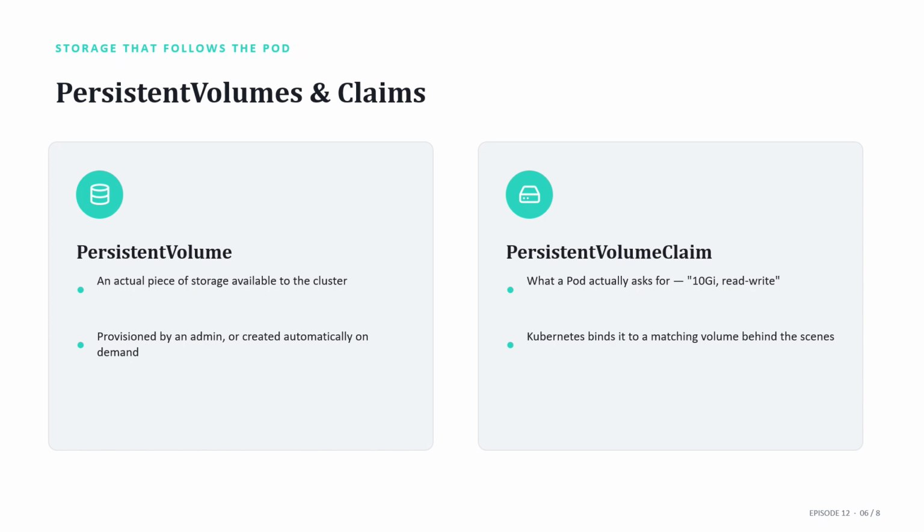A persistent volume claim is what a pod actually asks for. I need 10 gigabytes, read-write. And Kubernetes binds that claim to a matching persistent volume behind the scenes, the same way a Docker named volume abstracted away exactly where data physically lived back in episode 5. A storage class is what makes that binding automatic. It defines how new persistent volumes get created on demand, so you almost never provision storage by hand. You write a claim, and a matching volume appears.